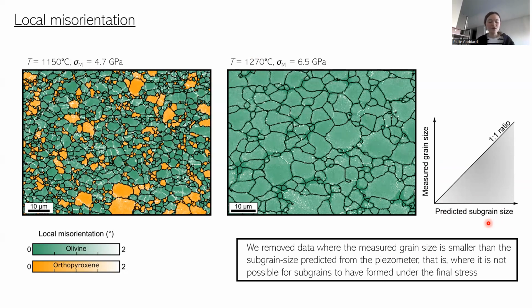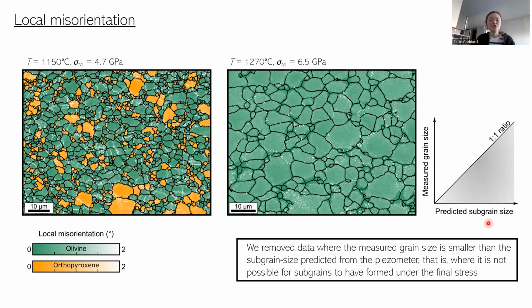And so if the stress was so low at the end of an experiment that the predicted subgrain size from our piezometer would have given a subgrain with a diameter way bigger than our grain size, we were like, okay, you cannot form subgrains in those rocks, and so we removed them from our data set.